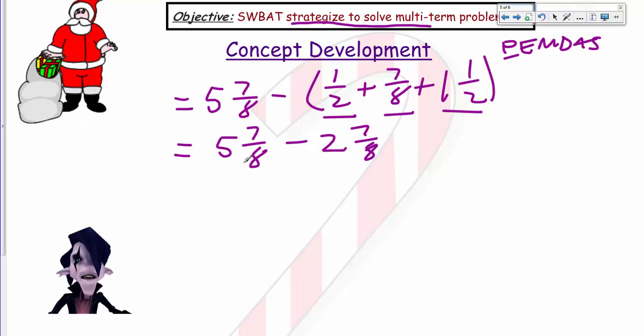Now I'm really liking this problem here because look, we have 7/8 here, we have 7/8 here. Well, 7/8 cancels out 7/8, doesn't it? Sure. So just 5 minus 2, 3. My goodness, that, I have to say, is just too easy. You could have done this another way. You could have thought of it in different terms.